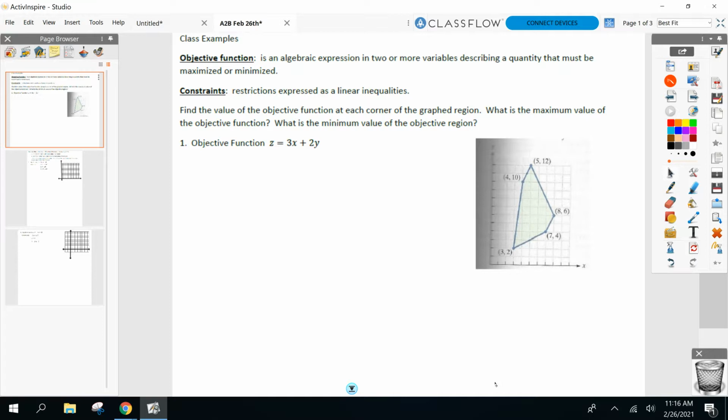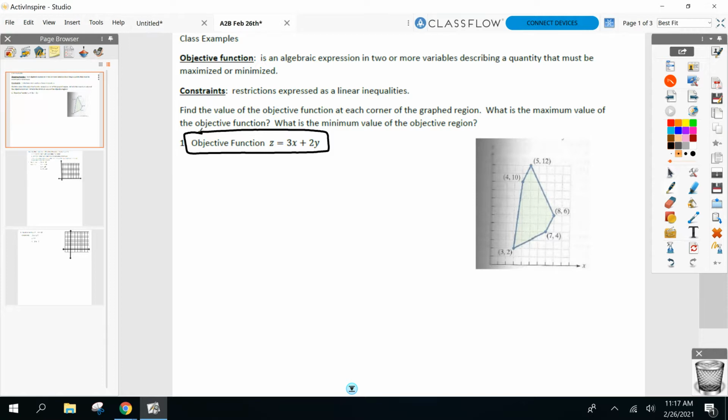New vocabulary right off the bat. Every problem we do for the rest of the unit, you're going to see this right here, which is called an objective function. We're going to plug in numbers for x and y and see which pairs of x and y give us the highest and the lowest values for z. We are not going to graph it at all. We are just going to plug in values of x and y to see which pairs give us the highest and lowest value for z.